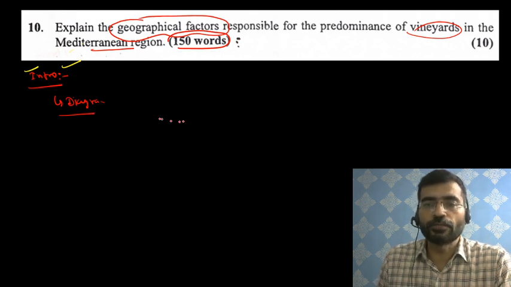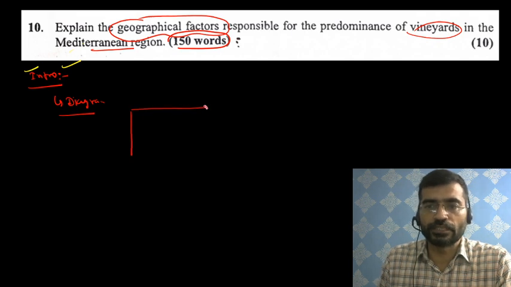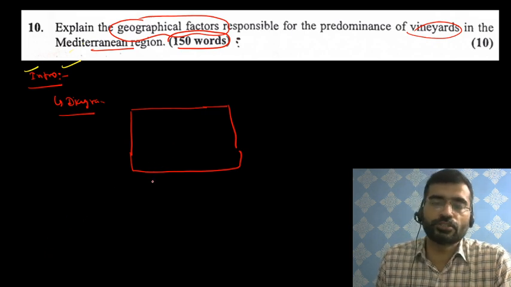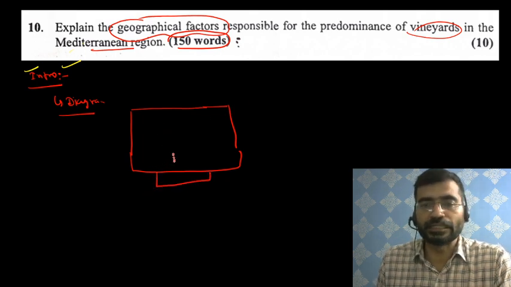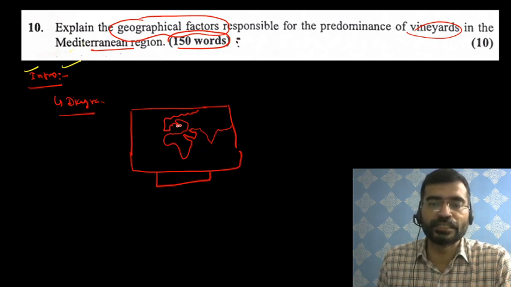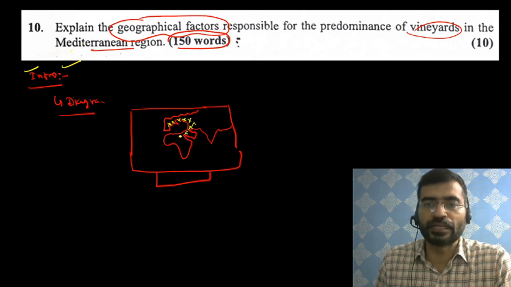You know very well the Mediterranean. One more thing I would like to suggest: if you are drawing the diagram below the introduction, then make sure the diagram is surrounded by a rectangular box with a name and heading. So here you may draw the diagram. This is Africa, and here between Africa and Europe the area of the Mediterranean Sea lies. This is our India, so that is the Mediterranean Sea. You may highlight here the area of the Mediterranean Sea.